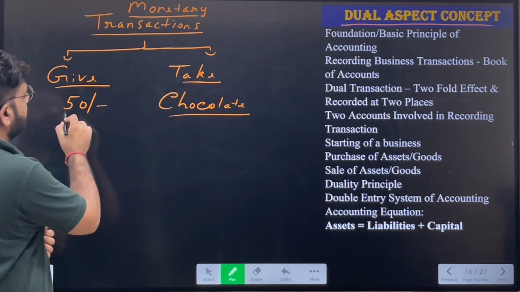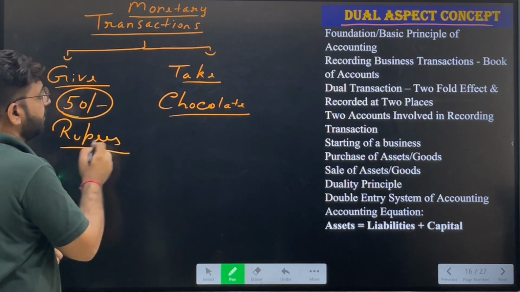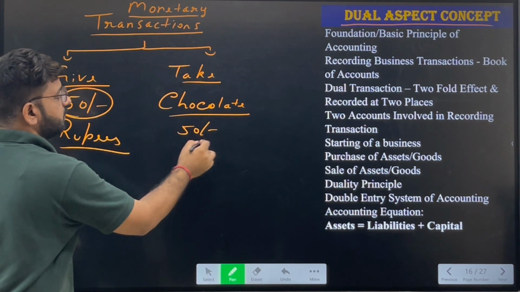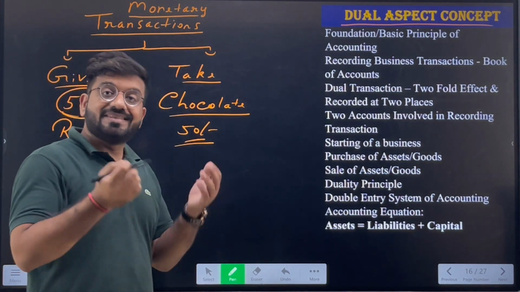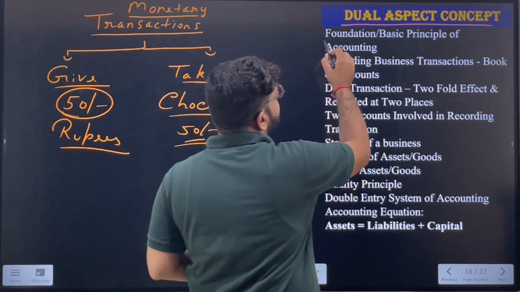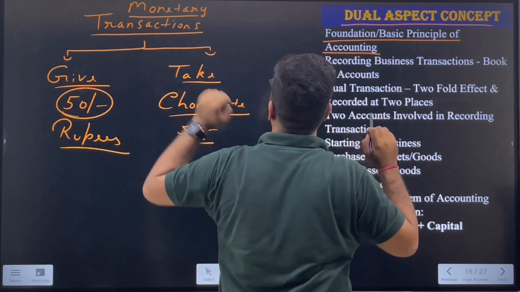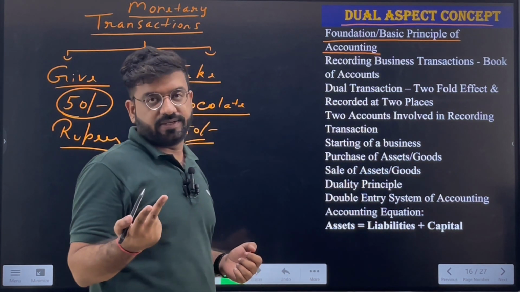So every transaction will involve two aspects. One, something is coming to us, that is we are taking something, and the other is that we are giving something. Is that clear? Now in this example, we gave 50 rupees to the shopkeeper and we received a chocolate worth ₹50. Is that clear? So this is the meaning of the dual aspect concept, which is the foundation, the basic principle of accounting. Obviously, every transaction has to have the give and take facility.